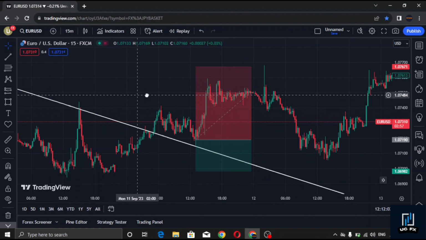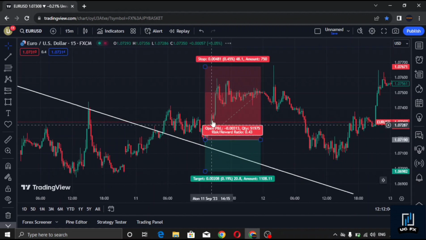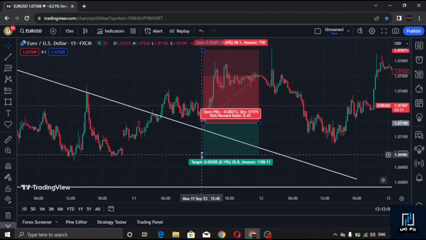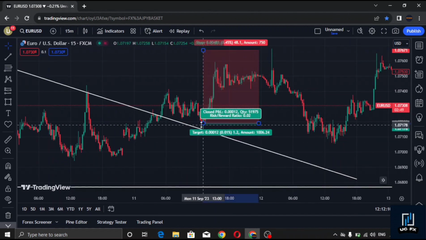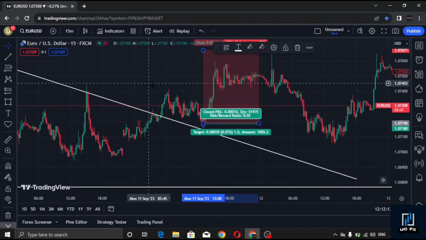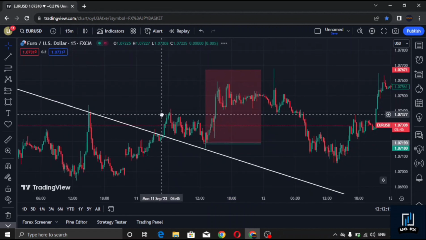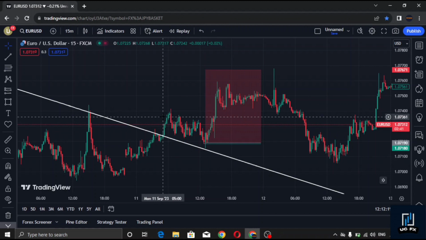Another thing you need to know about this strategy: once price moves about 20 pips in profit, you need to break even. You need to bring your stop loss to your entry and then wait for the price to ride. So this is how I trade this strategy, and this is how I caught this trade using the strategy.